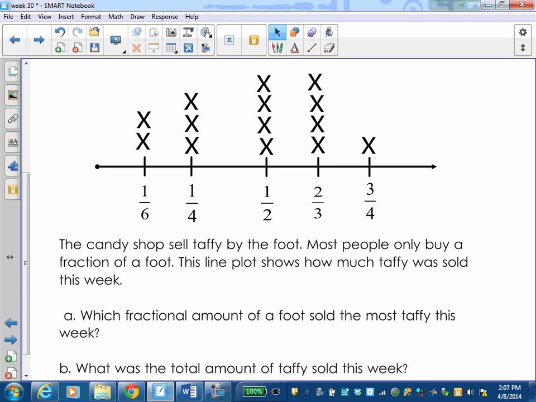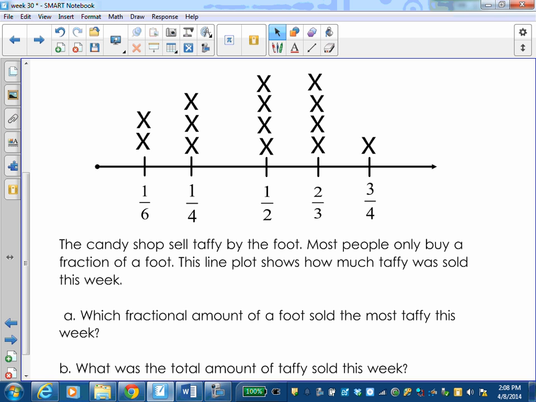What we're looking at today is how to take a line plot that has fractional parts in it and interpret the information in such a way that we can answer the questions that are being asked of us. Okay, so let's take a look at this line plot.